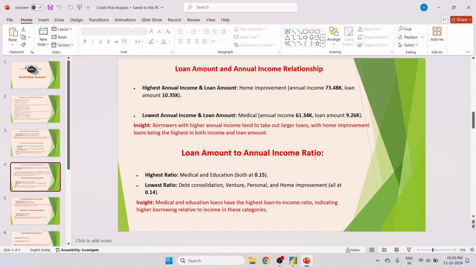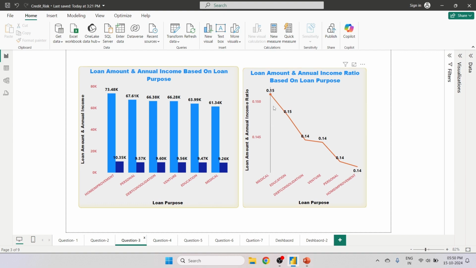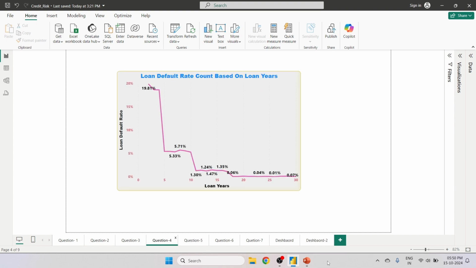For the loan amount to annual income ratio, the highest ratio is medical and education, both at 0.15, and the lower ratio is debt consolidation, venture, personal and home improvement, all at 0.14. Insight from this data is that medical and education loans have the highest loan to income ratio, indicating higher borrowing relative to income in this category. We can see in this visual 0.15 for medical and education, and all others are at 0.14. Now let's move to another slide.